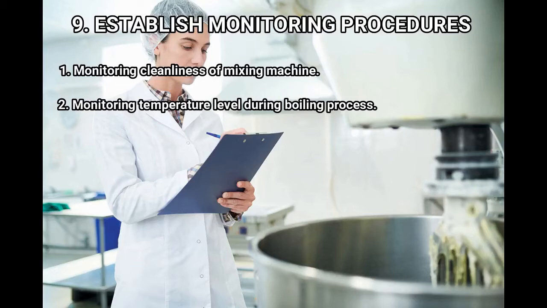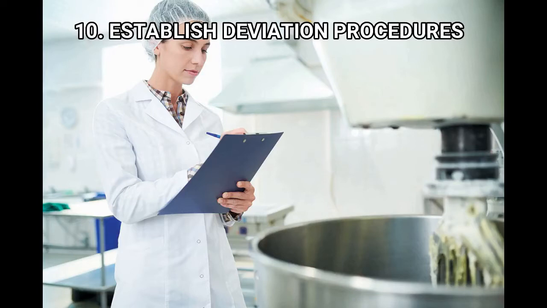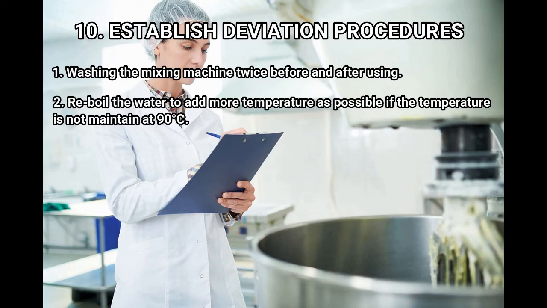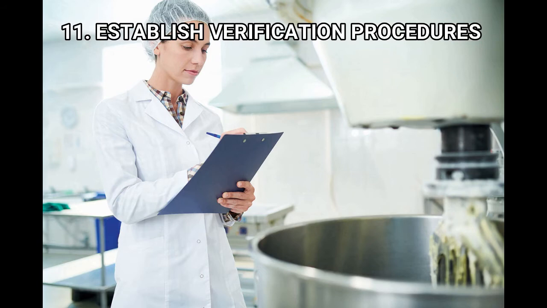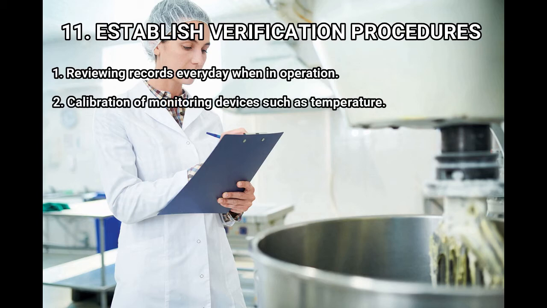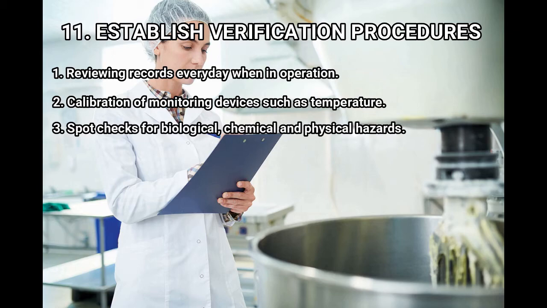At the tenth step is to establish deviation procedures. Washing the mixing machine twice before and after using. Reboil the water to raise the temperature as much as possible if the temperature is not maintained at 90 degrees Celsius. At the 11th step, establish verification procedures. This step is reviewing records every day in operation, calibration of monitoring devices such as temperature, and spot checks for biological, chemical and physical hazards.